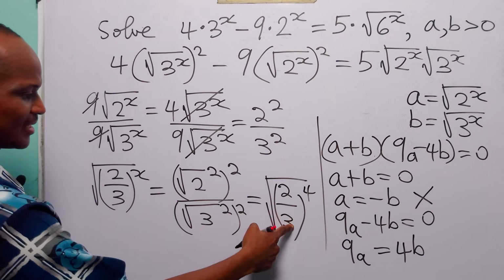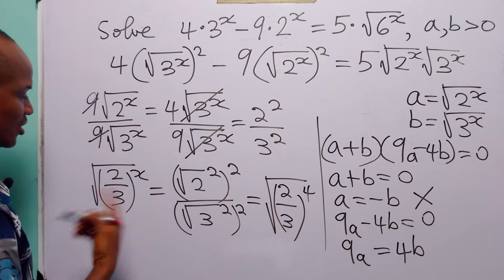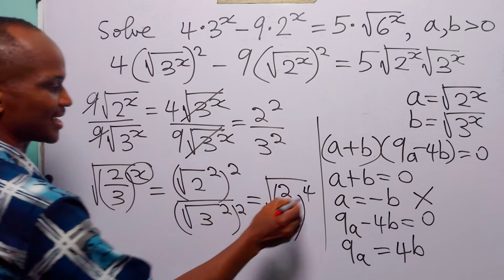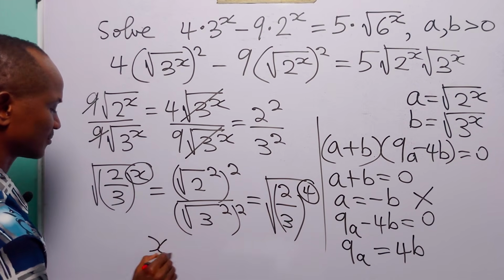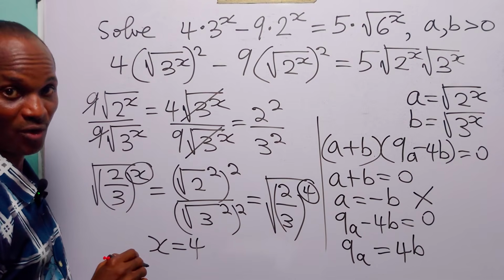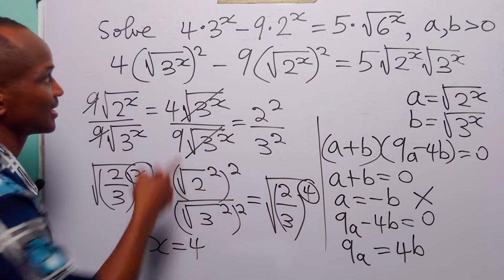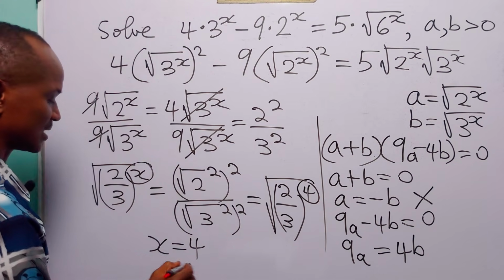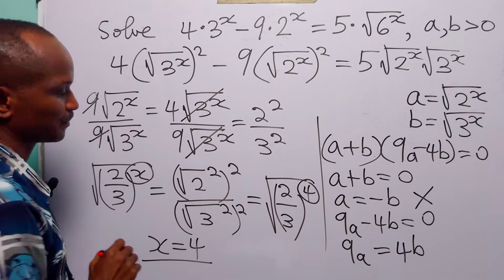Now, when you compare the two sides of this equation, it is very easy to see that x is equal to 4. So the value of x that satisfies this equation is 4.